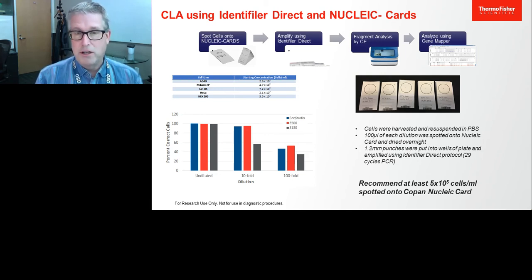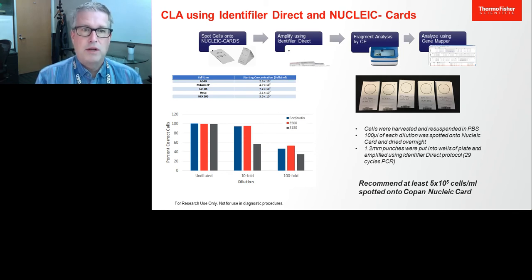Now these copan nucleic cards are very handy because you can keep these cells in the dried state for years. It doesn't require freezer space. The nucleic acids are stable on the copan card for years, and so you can always go back to these cards, take another punch, and analyze them as necessary.